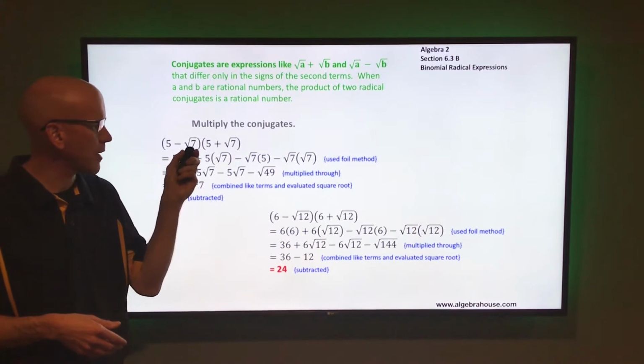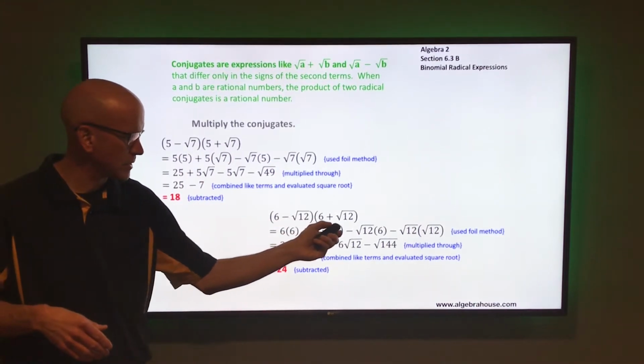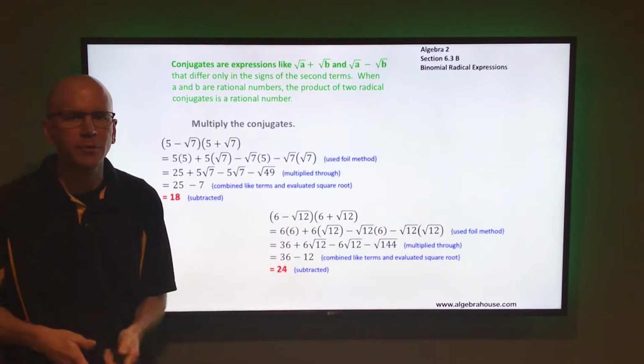Again, we multiplied these two conjugates together and got a rational number. Multiplied these two conjugates together, and again, got a rational number.